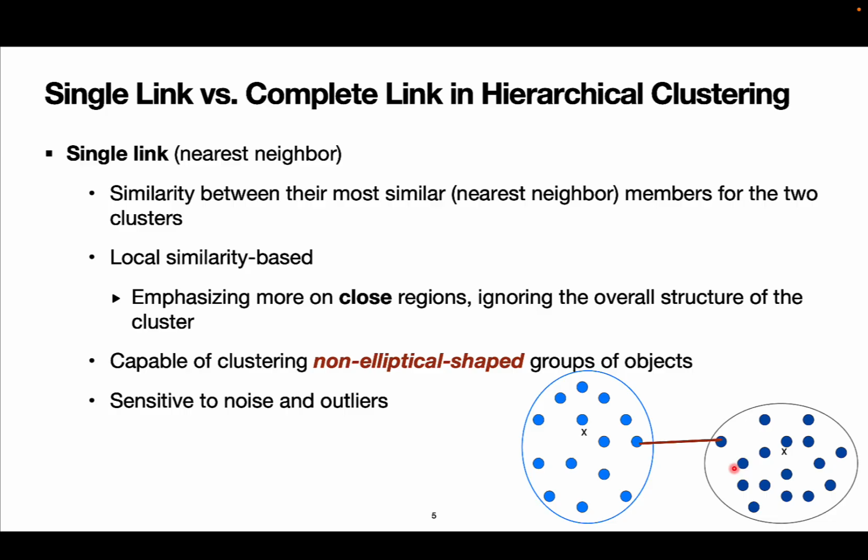To compute it in practice, we take every pair of points across the two clusters, compute their distances, and then select the smallest one. That smallest value is what we call the single link distance between the clusters. Now, one might say that feels a little bit arbitrary. Why should we consider the nearest pair?